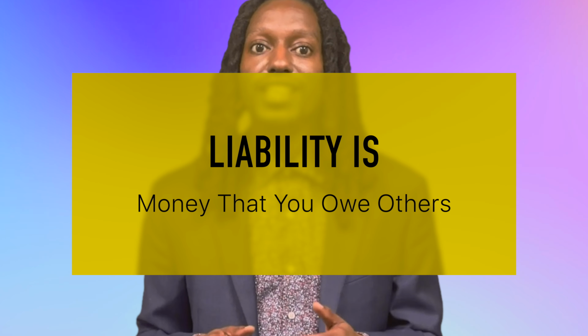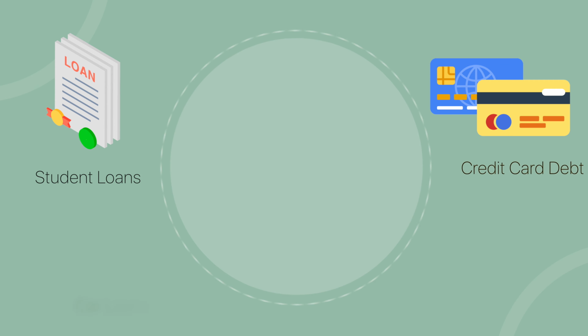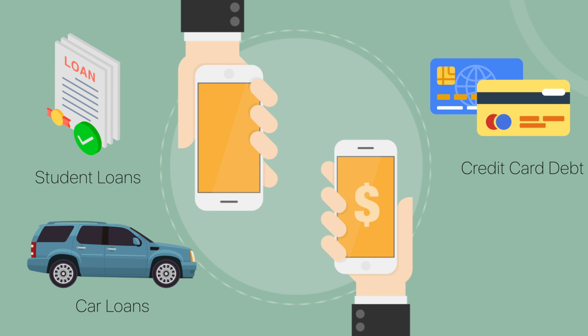On the flip side, a liability is a financial obligation, or simply put, money that you owe others. This could be your student loans, credit card debt, car loans, or even the money you borrowed from a friend for lunch yesterday. These are debts that you are responsible for repaying.